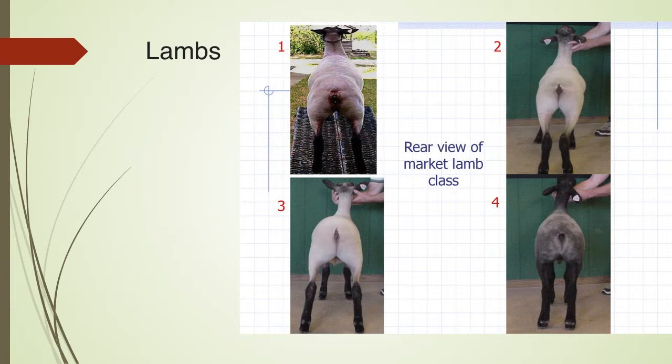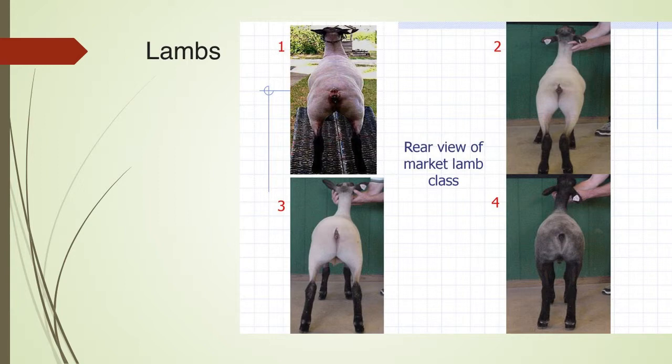So the first thing that I'm looking at when I look at a class of lambs from a rear view is the width between their back legs. This is going to give us what we can evaluate as a leg score, or the amount of muscle that's filling in between those back legs. So the 2 lambs that are the most heavily muscled are 1 and 3, those 2 lambs on the left.